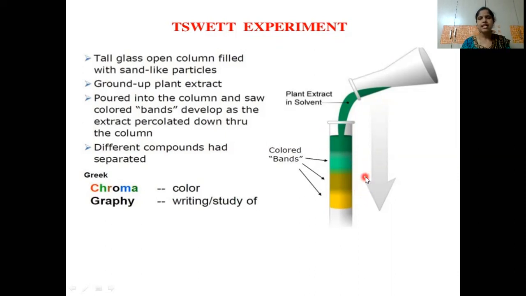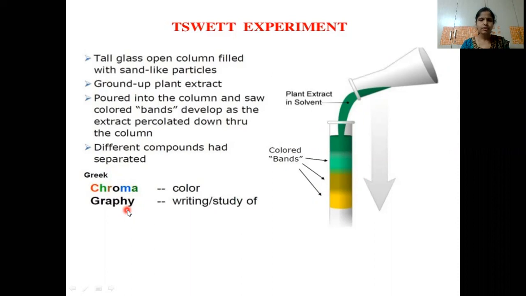So he was the first scientist to invent this technique, that is Michael Sweat. He was a botanist. In the year 1906, he coined the term chromatography. It is actually a Greek word where chroma means color and graphy means writing or study. So chromatography is nothing but studying the components based on their color.